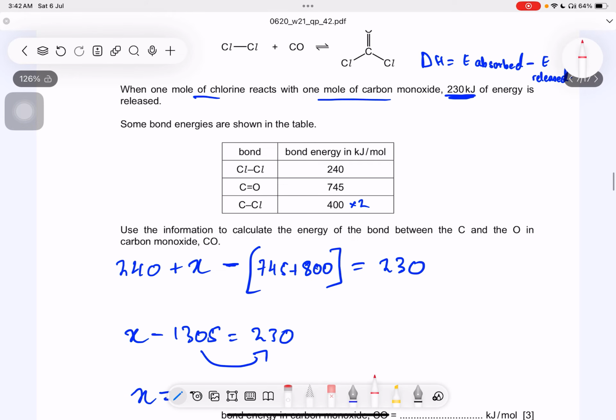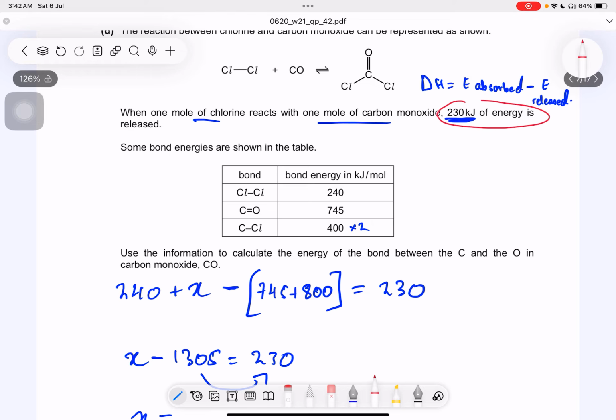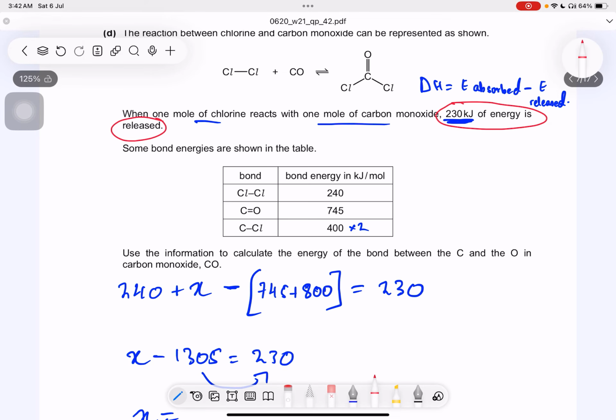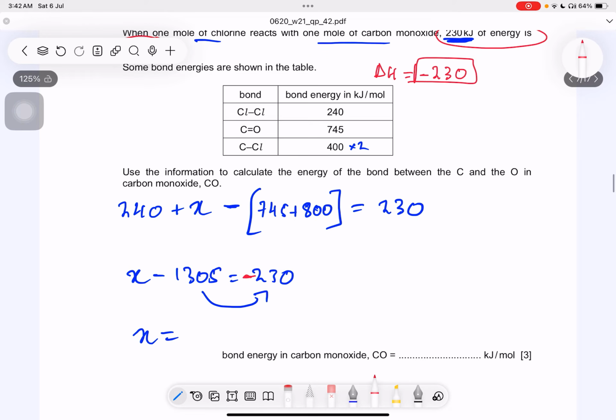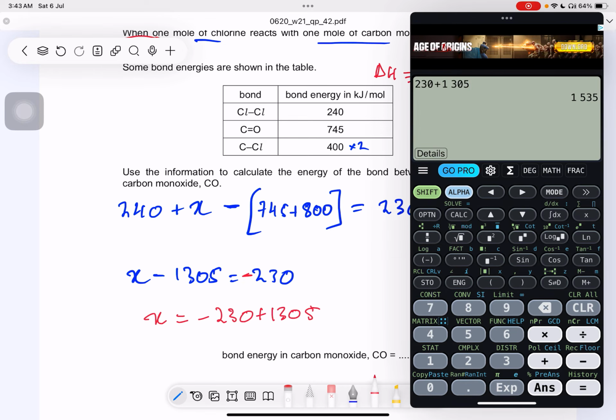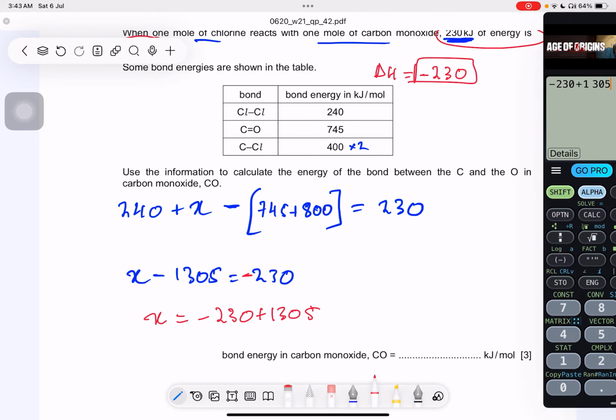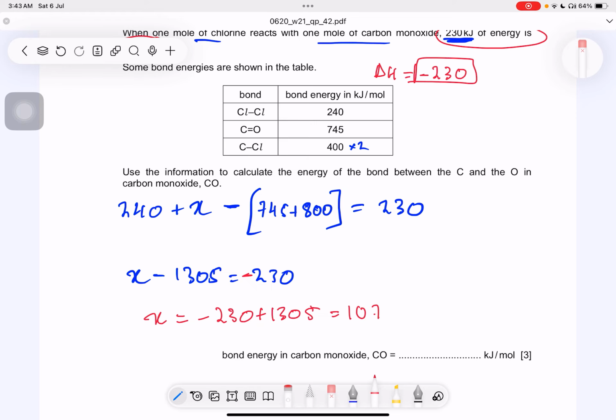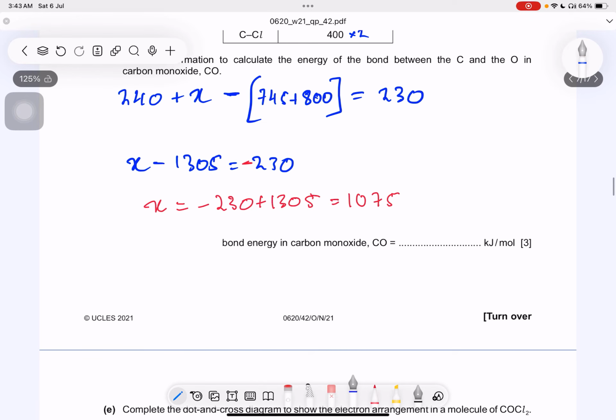The mistake over here is that this 230 kilojoules of energy is released. So this is the enthalpy change, and because it is released, it is exothermic, so this should be minus 230. Now it makes sense. X equals minus 230 plus 1305, which is 1075. So this is the answer.